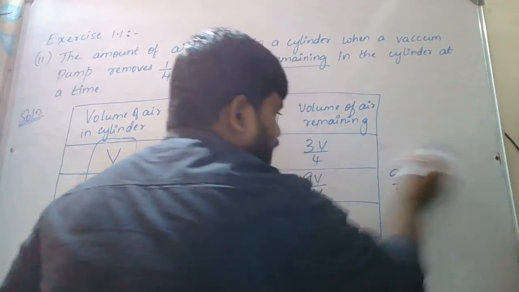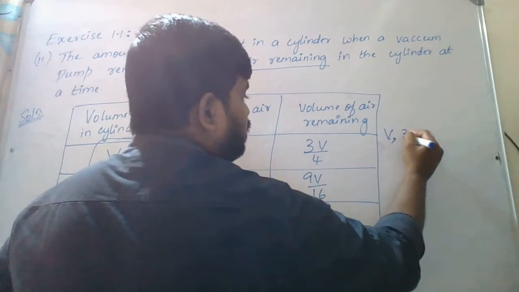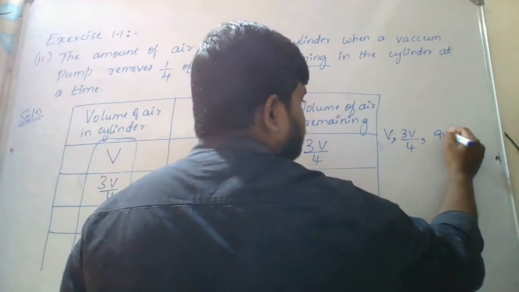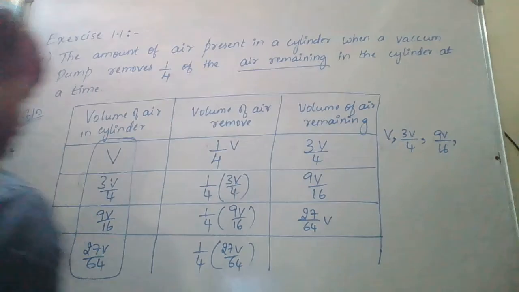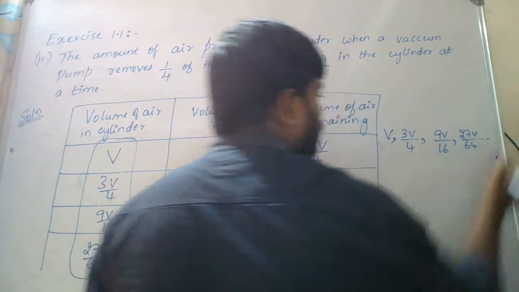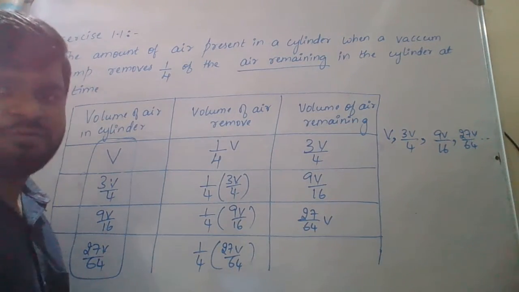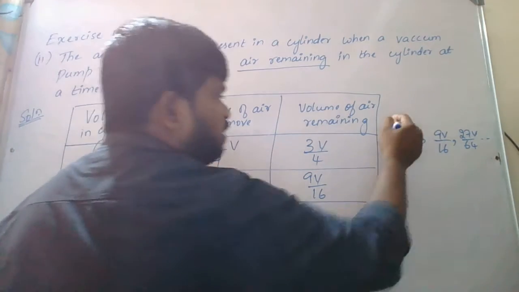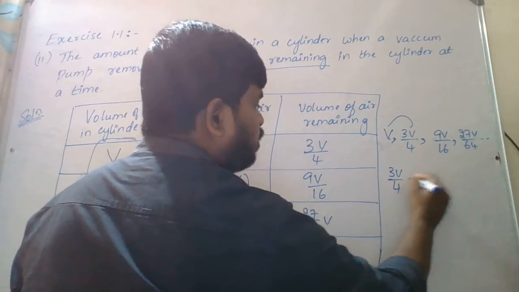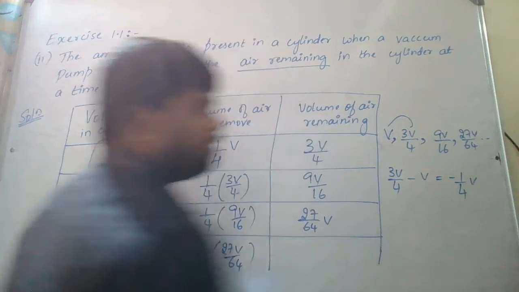Okay, let me rewrite it. So the sequence will be V, 3V by 4, comma 9V by 16, comma 27V by 64, and so on. Let's check whether we are getting a common difference or not. If we get a common difference, then it's an AP. That's it. So 3V by 4 minus V. I'll just do it directly. You get minus 1 by 4V.